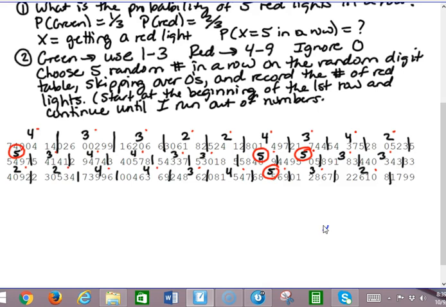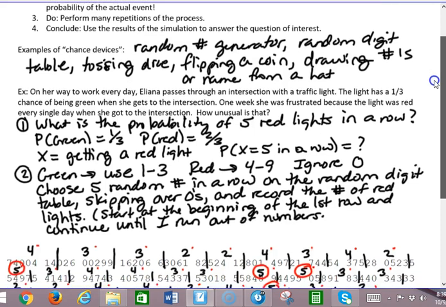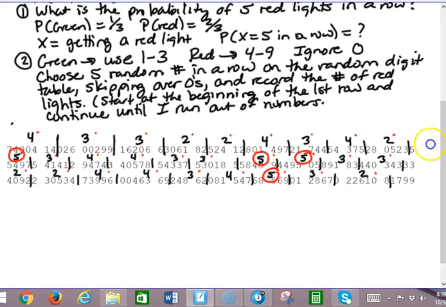So my results are here, then, let me see what step 3 says. Oh, step 3 is performing many simulations of the trial. So step 4 is, what is my conclusion? Well, let's write down the results here before we actually do the conclusion. The results are 4 out of 28 trials had 5 red lights.